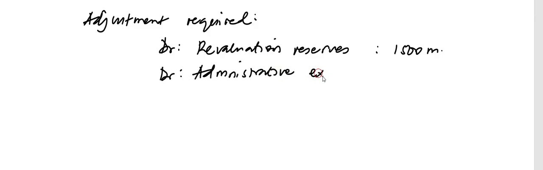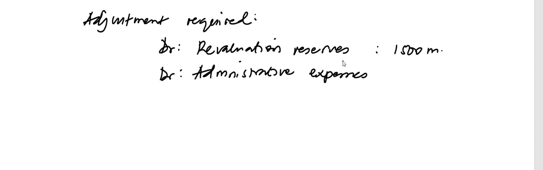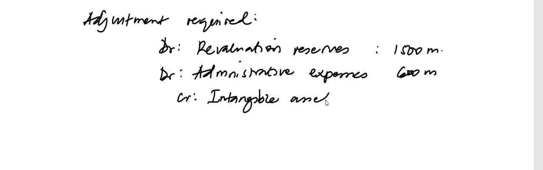to the administrative expenses. Remember, the impairment loss is 2.1. It's 1.5. So there is a balance of around 600 M. Then we have to credit the intangible assets by shillings 2.1 M. That's the adjustment we have to make.